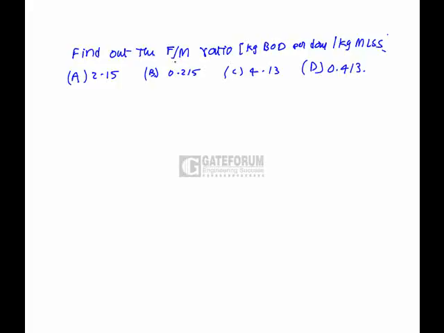We have to find out the F by M ratio. So F is equal to Q, the quantity of flow, into initial BOD, La. Q is 50,000 cubic meters per day and influent BOD is 200 milligrams per liter, that is equal to 10,000 kg per day.